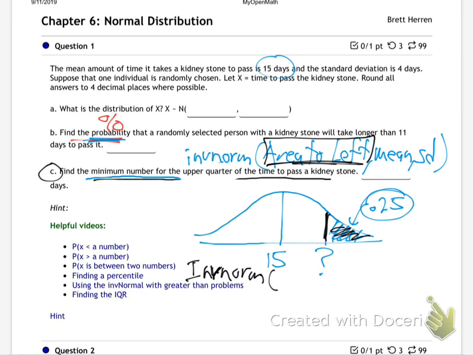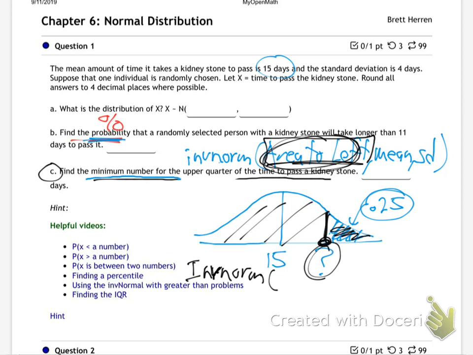The calculator doesn't speak that language. It's like we're speaking English. It wants it in Spanish or some other language, right? We're translating into the language the calculator speaks. And the calculator says, I speak area to the left, please. So if you want an answer from me, you tell me the area to the left of that spot, and I'll tell you the spot. So if you want to know this spot right here, how many days it takes to pass that kidney stone, you tell me this area, and I'll tell you that spot.